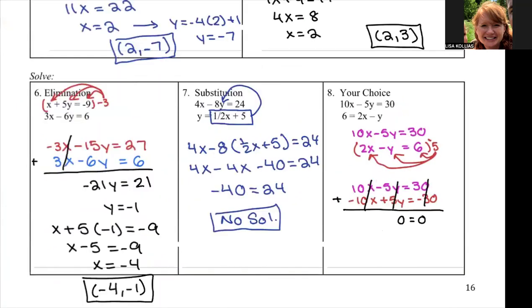Notice this is a true statement. This works. 0 equals 0. That is true. So this is going to be infinitely many solutions. Notice the previous type was a false statement. These were not equal. Notice this one is equal. So it is infinitely many solutions.